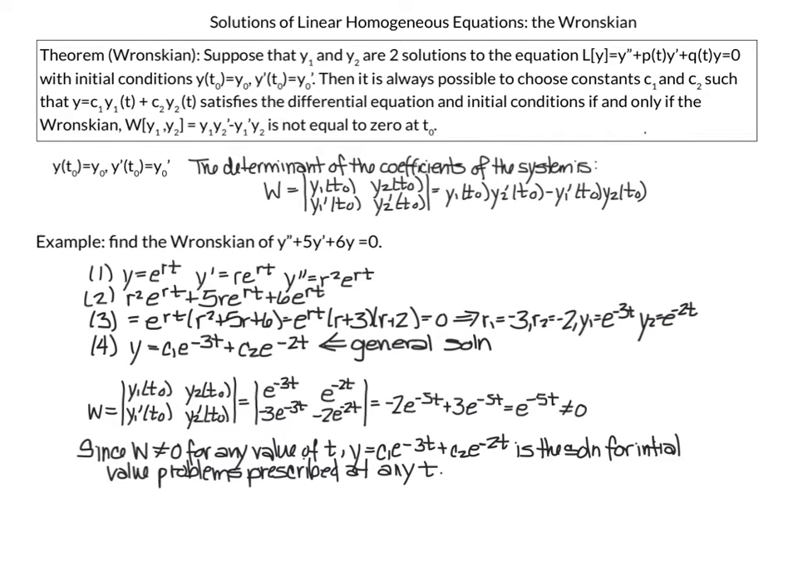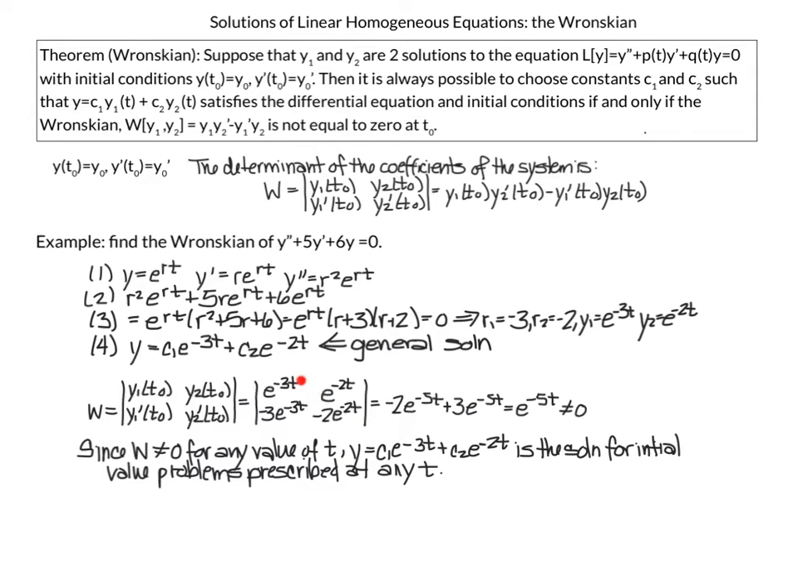So we need y1 at t naught, which will be e to the minus 3 t naught. y2 at t naught will be e to the minus 2 t naught. Then y1 prime at t naught will be minus 3e to the minus 3t, and y2 prime at t naught is minus 2e to the minus 2t.